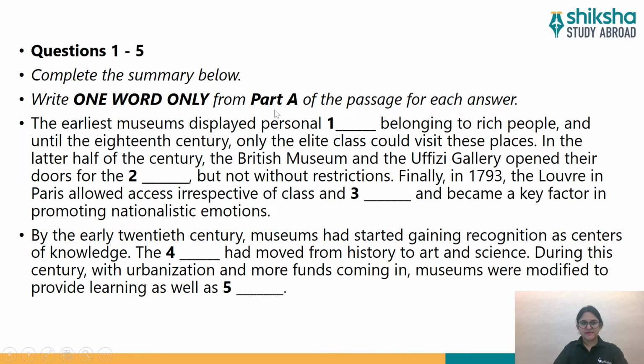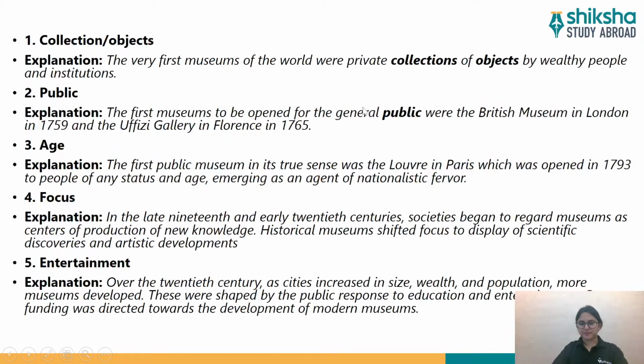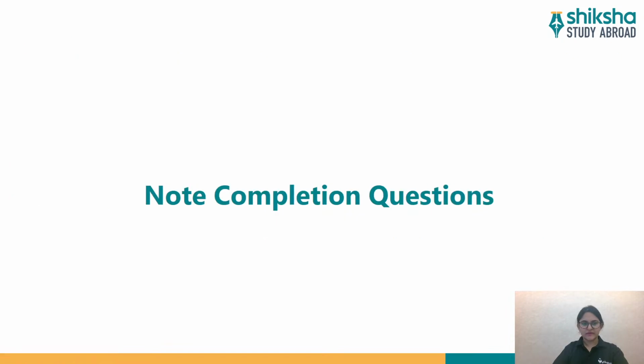So these are the summary questions. Something like this will be given to you in the exam as well. You can read the instruction here: write 1 word only from Part A of the passage for each answer. Here is a summary given to you in bullet points, and there are blanks numbered 1, 2, 3, 4, and 5. You have to fill in these blanks. You can check the answers later on.